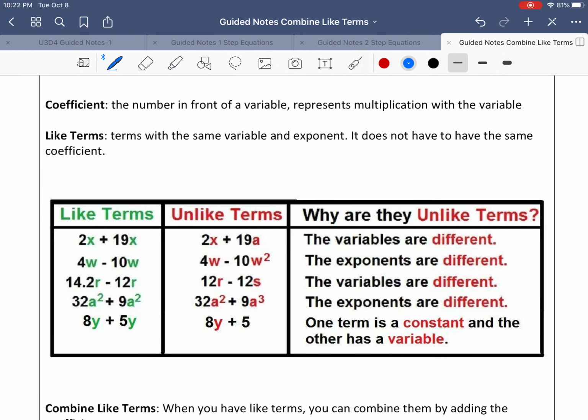The coefficient is a number that's in front of a variable and represents multiplication with that variable. So if you have 4x, the number 4 is the coefficient, and it represents multiplication, like 4 times some value of x.